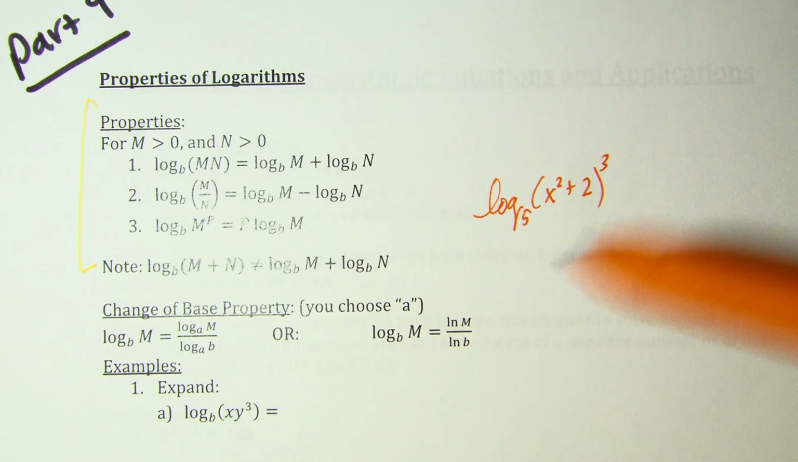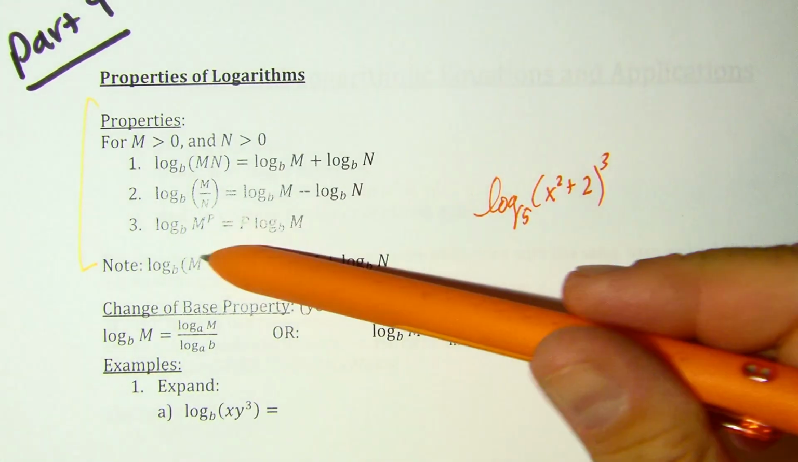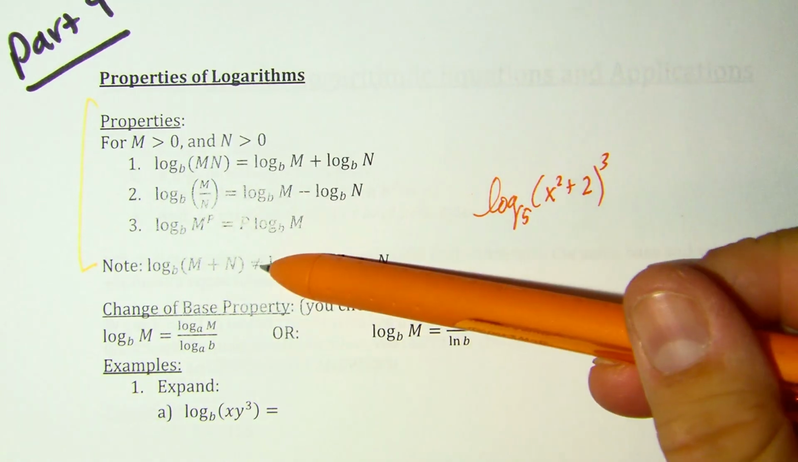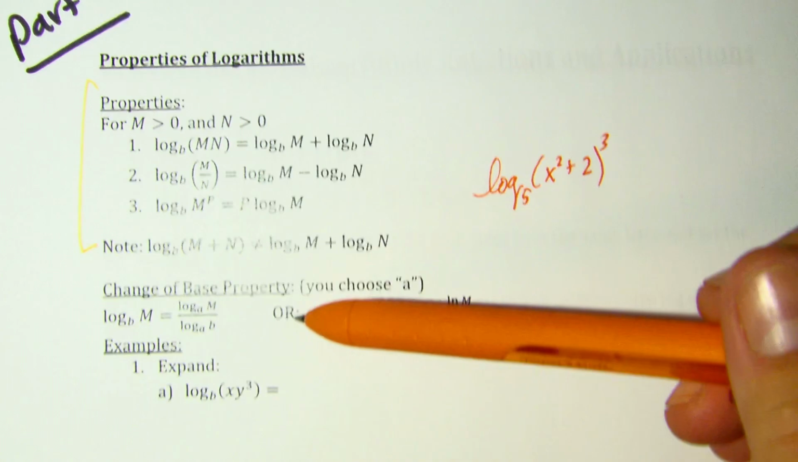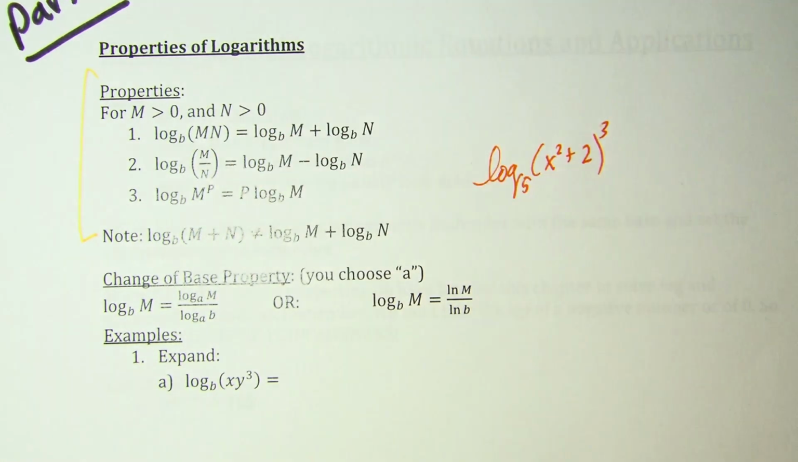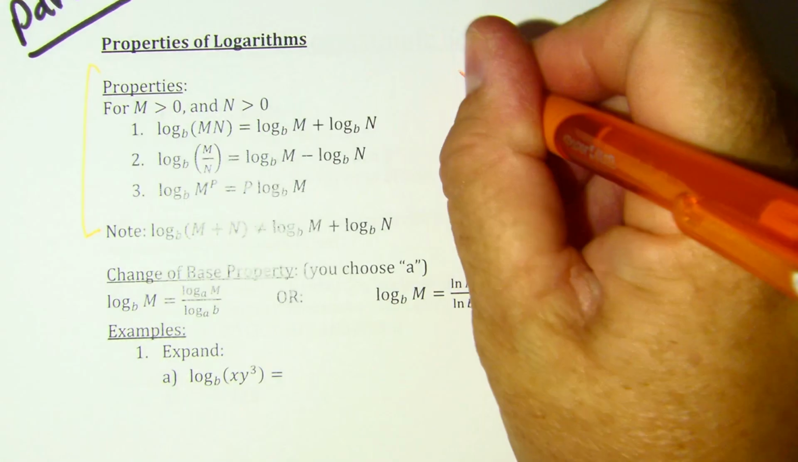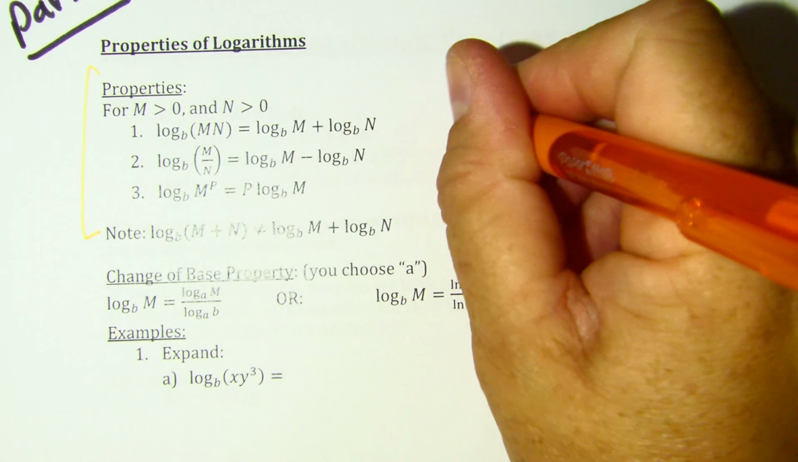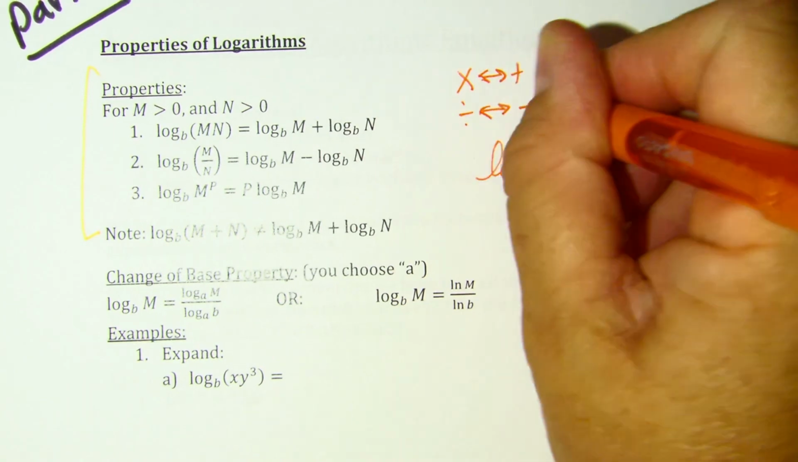Now, one other common misconception with these is that if you have something added inside, you can separate it with addition. That's not the case. Those are not equal. What you can only do is if something's multiplied on the inside, then it expands to addition. So multiplication expands to addition, and division expands to subtraction.